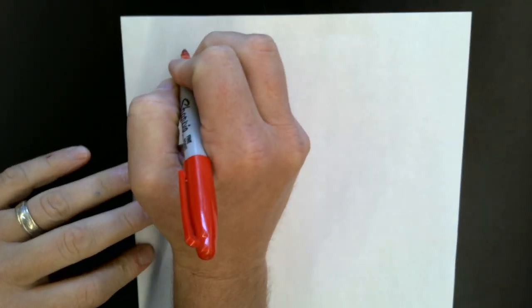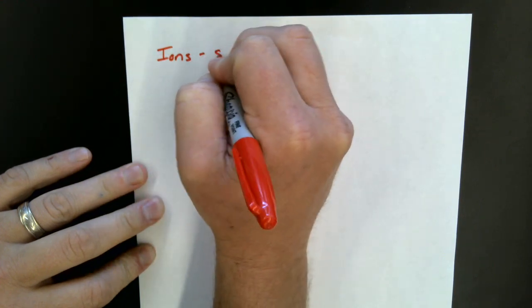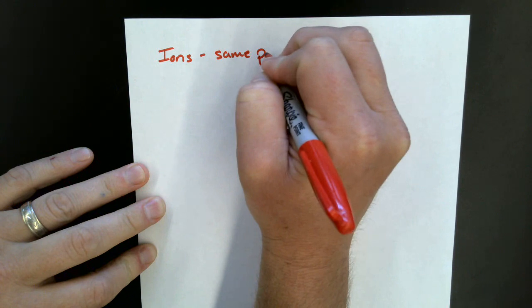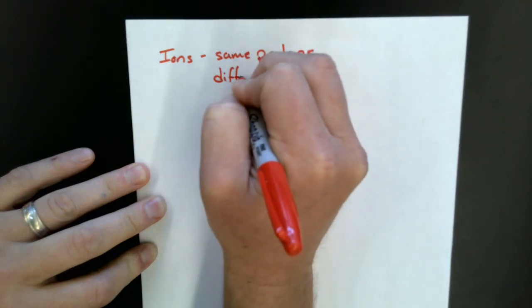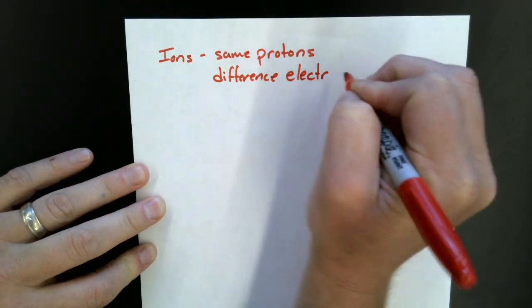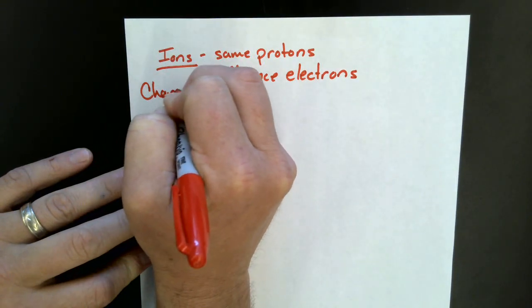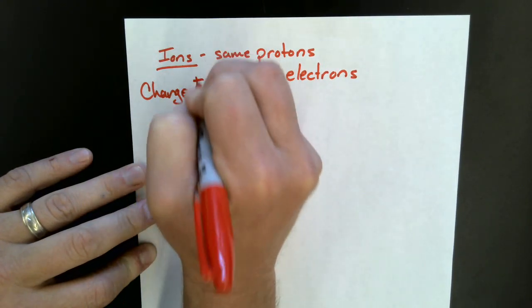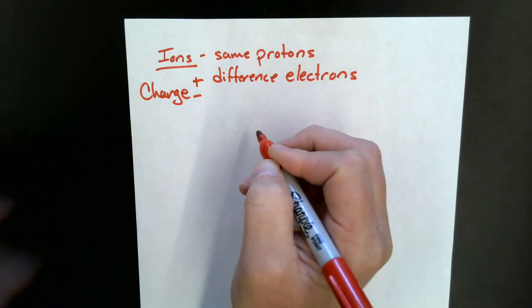Really the big thing to remember with our ions is we have the same number of protons. The only difference that we're going to have is a difference in the number of electrons. Alright, ions are talking about the charge of an atom. So, is it positive? Is it negative? We don't know, based on the number of protons and electrons that we have.